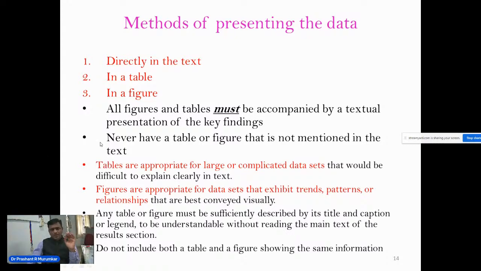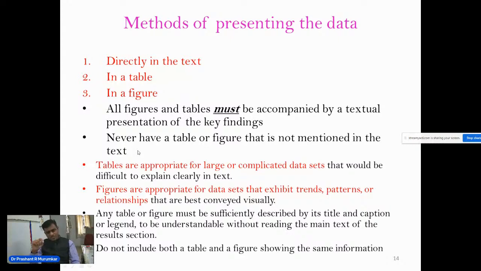Never have a table or figure that is not mentioned in the text, right? If it is not mentioned in the text, or you are mentioning the table as a figure, that part is not to be considered. Then tables are appropriate for large as well as complicated data sets that would be difficult to explain clearly. As I mentioned, if you're writing too much in the textual format, it is difficult to understand. So for simplification, you can convert this text part into a tabular format. Then figures are appropriate for data sets that exhibit trends, patterns, or relationships that are best conveyed visually.